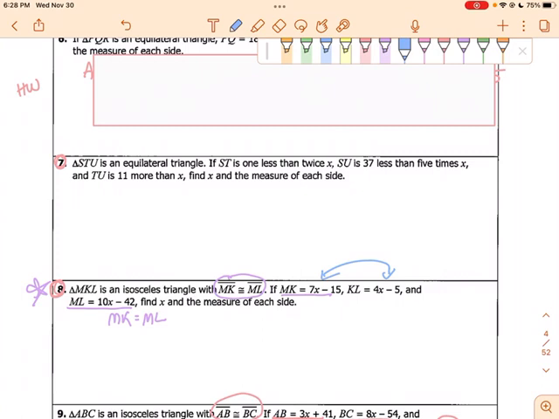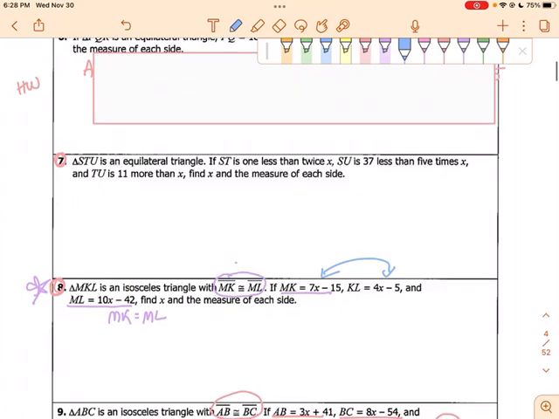MK equals ML. Do not just take these first two and set them equal. That's like the most common mistake that I see. All it takes is like one little second of just reading that and bringing it down here to know which ones are equal. Because if you just always take the first two, you're only going to get it right probably 33% of the time.